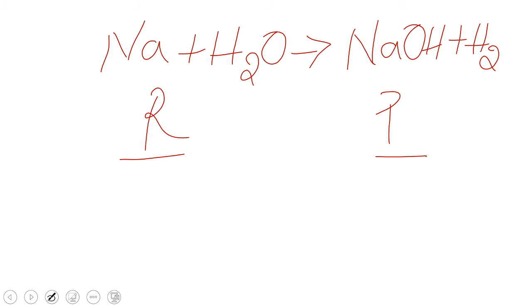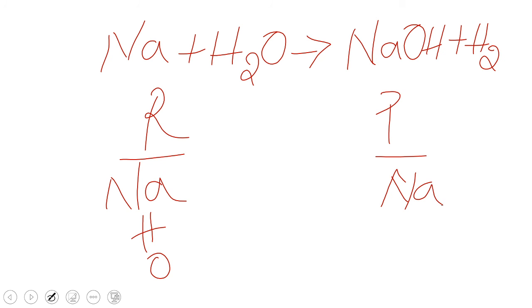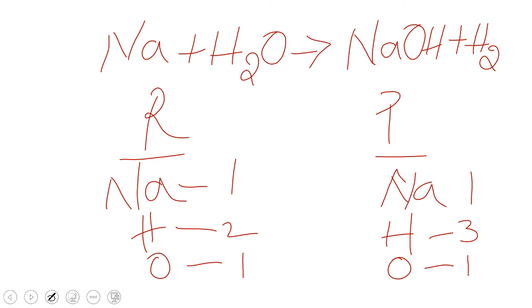So we have the reactants sodium, hydrogen and oxygen, and here also we have sodium, hydrogen and oxygen. So sodium here 1, hydrogens here 2, oxygen 1, and here sodium 1, hydrogens 3 and oxygen 1. See here hydrogens are 2, here 3. Odd number should not be there. So what I will do is, here already 2 hydrogens are there, so I will write 2 here. So that what happens, hydrogens will become 4. It's an even number.